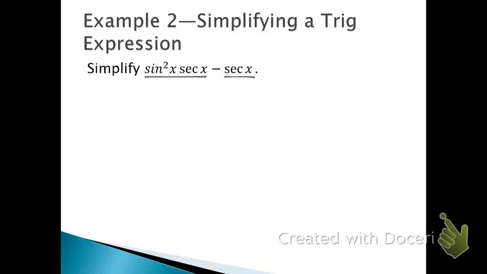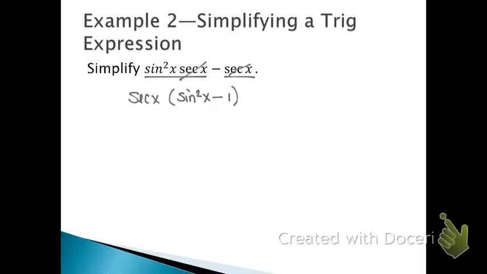How can I simplify this? Take out secant x. They both have a secant. So I can take out a secant. And so if I take it out of the first one, I just have my sine squared. Minus, take it out of that one, what's left? 1.